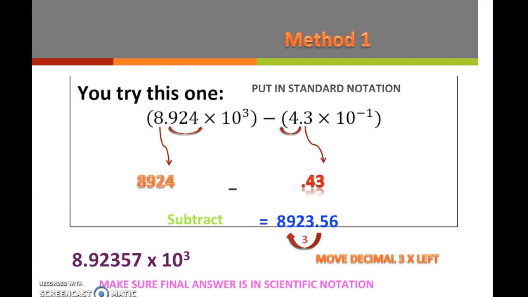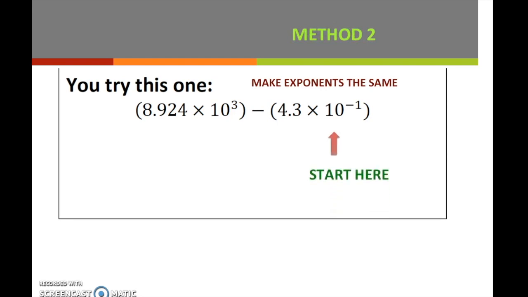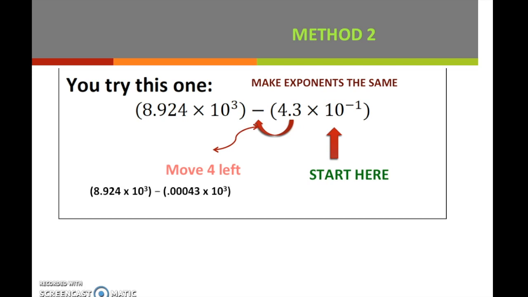Don't worry, we'll practice. All right, for those of you who tried method 2, we are going to make the exponent the same. And we're going to start by looking at the smaller exponent, because once again, our goal is to make the exponent bigger. So when we look at the smallest exponent, we are going to move it over 4 to the left. Okay, so we're going to hop 4 times. When we do that, we put the two quantities together and subtract. Now if you notice, I can go ahead and do my subtraction. Why? Because my exponents are the same.